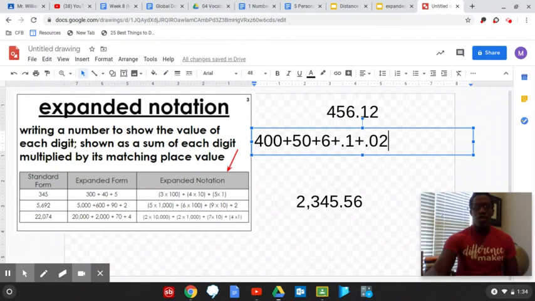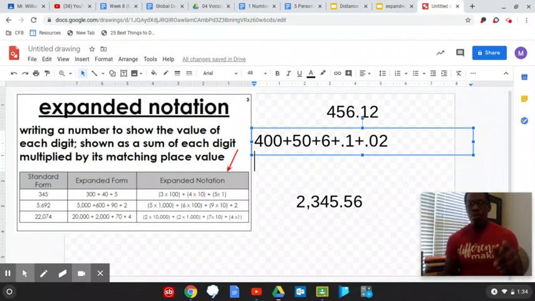So now that we've written this number in expanded form, let's talk about expanded notation. Expanded notation is very similar to expanded form. You're still writing a number to show the value of each digit, but instead of writing that value out completely like we did in expanded form, in expanded notation you just take the digit in each place value and you multiply it by 1 of that place value.